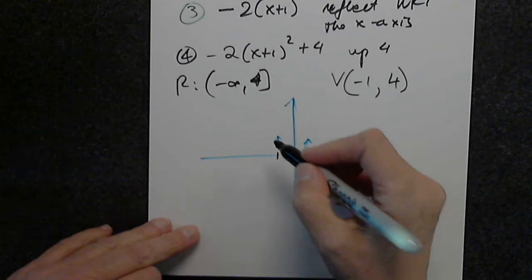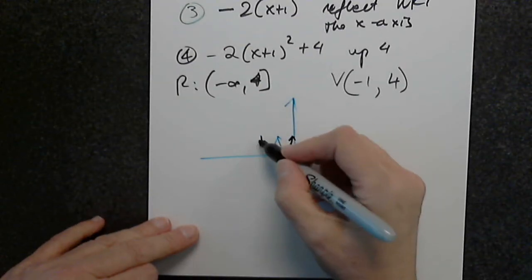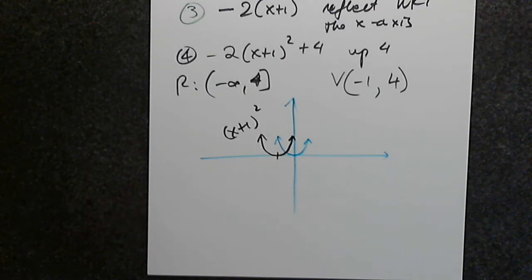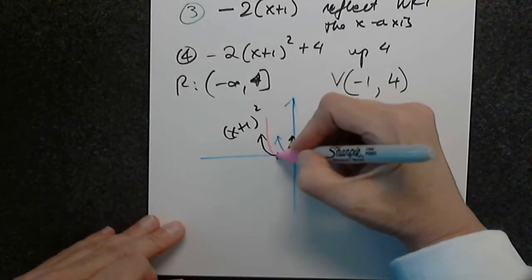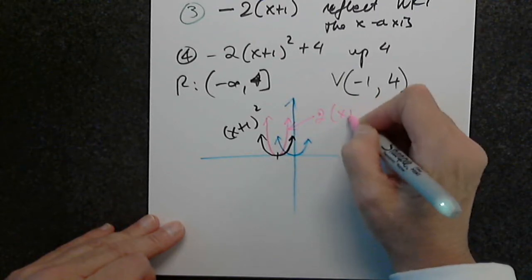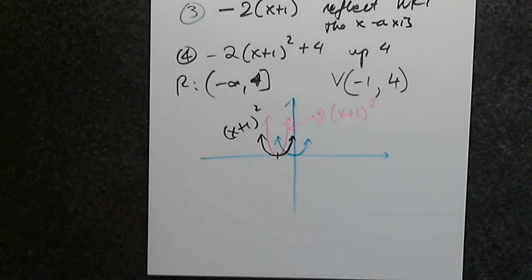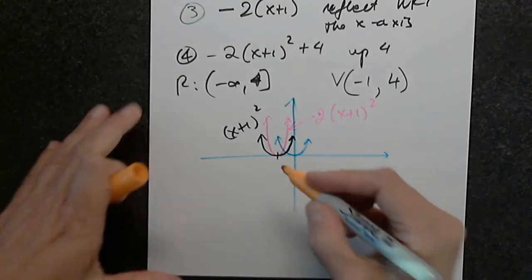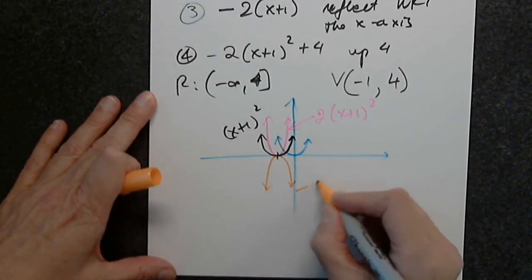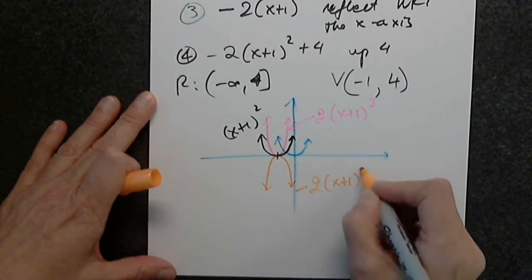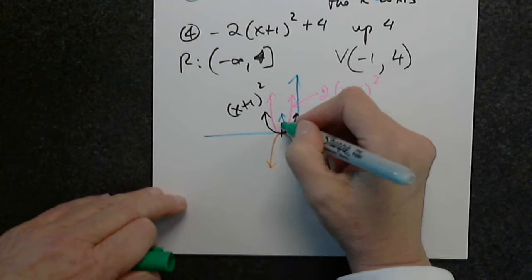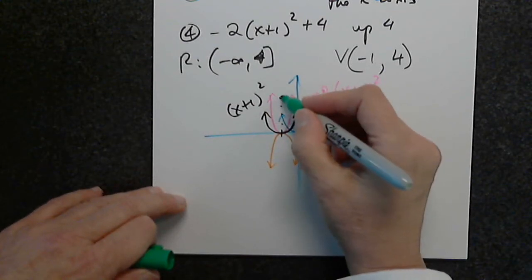This is x plus 1 squared. Now this is exaggerated. This is twice x plus 1 squared. Now I reflect the pink. So this is negative 2 x plus 1 squared. And now I shift everything up 4. 1, 2, 3, 4.